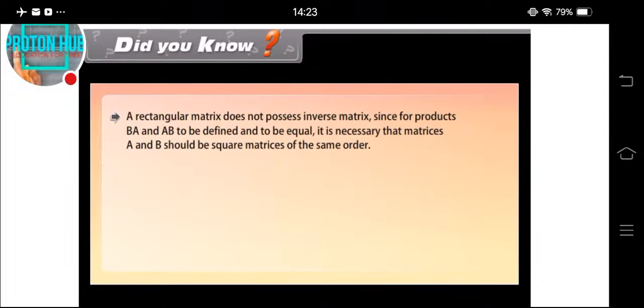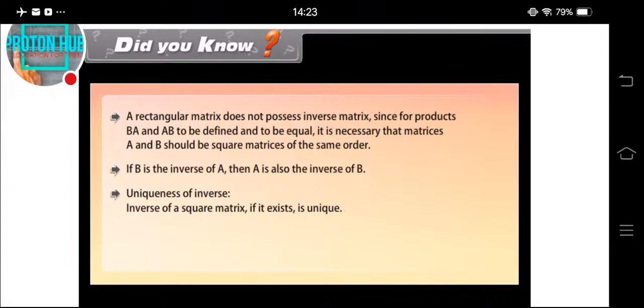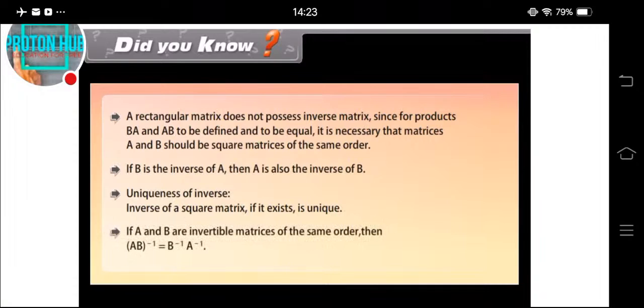Did you know? A rectangular matrix does not possess inverse matrix, since for products BA and AB to be defined and to be equal, it is necessary that matrices A and B should be square matrices of the same order. If B is the inverse of A, then A is also the inverse of B. Uniqueness of inverse. Inverse of a square matrix, if it exists, is unique. If A and B are invertible matrices of the same order, then inverse of AB is equal to inverse of B into inverse of A.